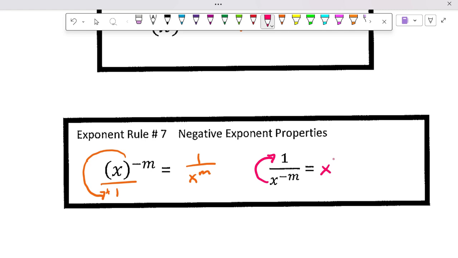X to the positive m. So remember, we don't like negative exponents, so to get rid of it, we just move it to the other side of the fraction bar, and then we can make the negative exponent positive as soon as we move it.